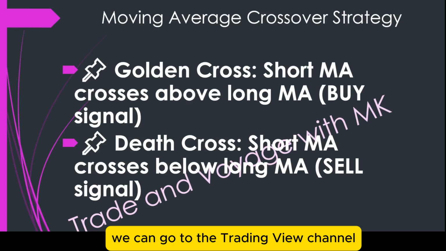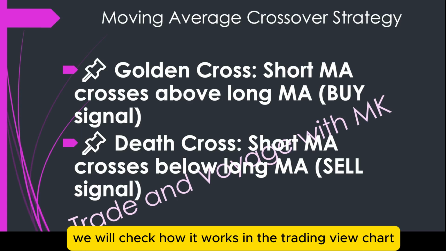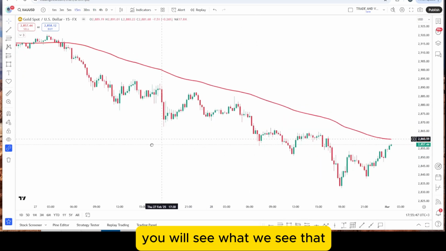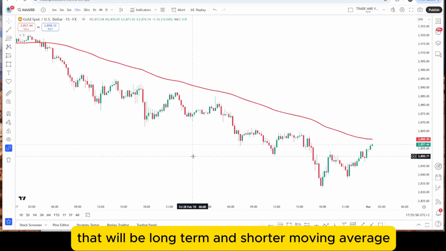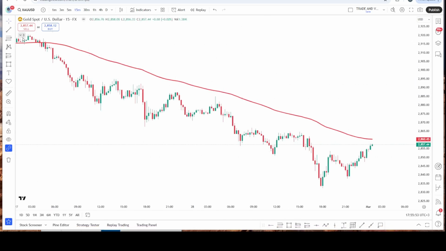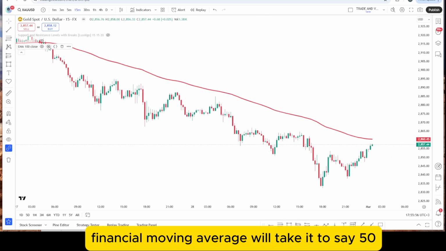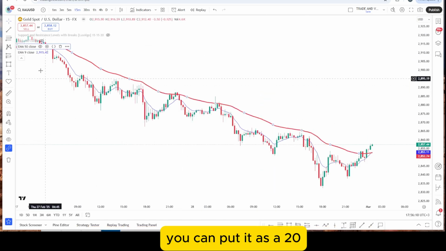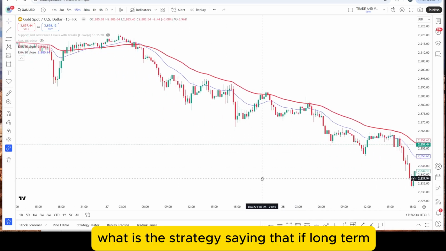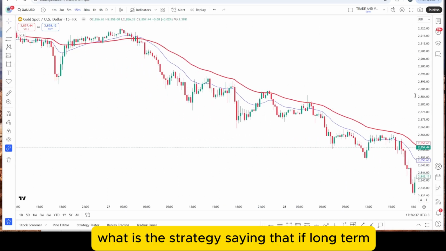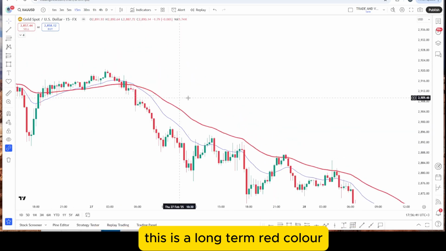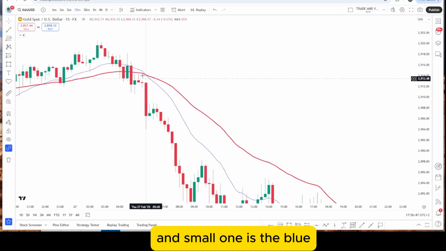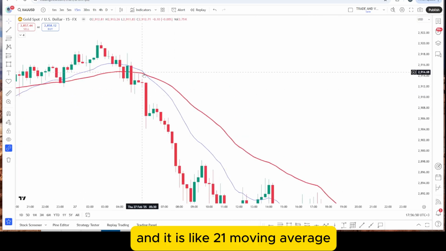We will see it moving up. We can go to the TradingView chart and check how it works. It is a 50 minute gold chart. We will see that there is a long-term and a short-term moving average. You can see here the exponential moving average, we will take it as 50, and we will add one more exponential moving average, which we can put as 20. The long-term red one is the 50 moving average, and the small blue one is the 21 moving average.